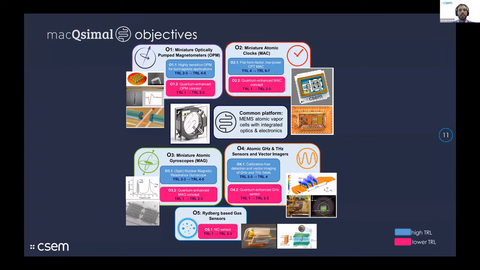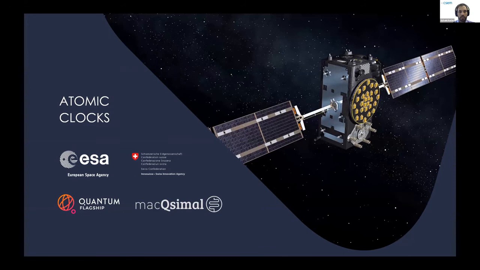In the end of my talk, I'll give more details on 2 of these sensors, that is to say the atomic clock and the atomic gyroscope. So let's start with the atomic clock. Our development in Maximal follows our early development on miniature atomic clocks that have been done in the last decade, and also financed by ESA and the Swiss government.